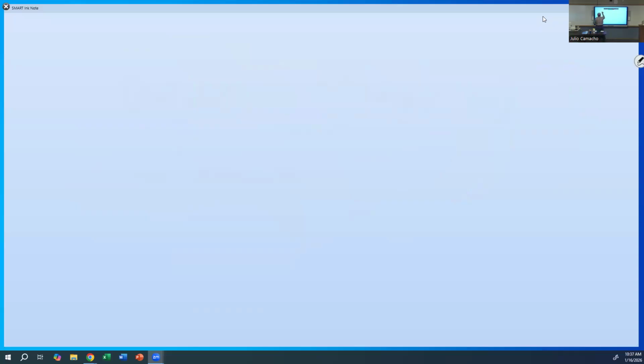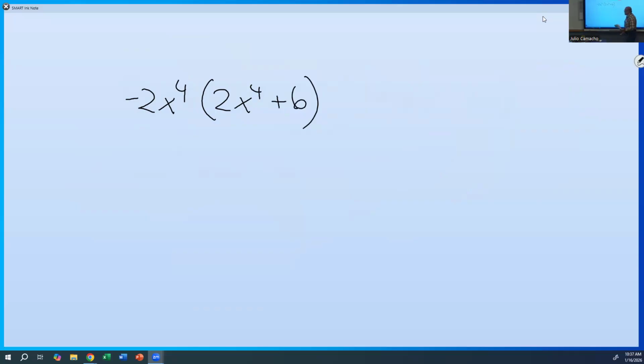Now we are multiplying negative 2x to the 4 power, and inside the parenthesis you have 2x to the 4 power plus 6. So now we are distributing. Now we are applying the law of distribution for multiplication. That means you have to multiply negative 2x to the 4 by every term inside of the parenthesis. Remember, when we multiply, we multiply only the numerical part first. So -2 times 2 will be -4.